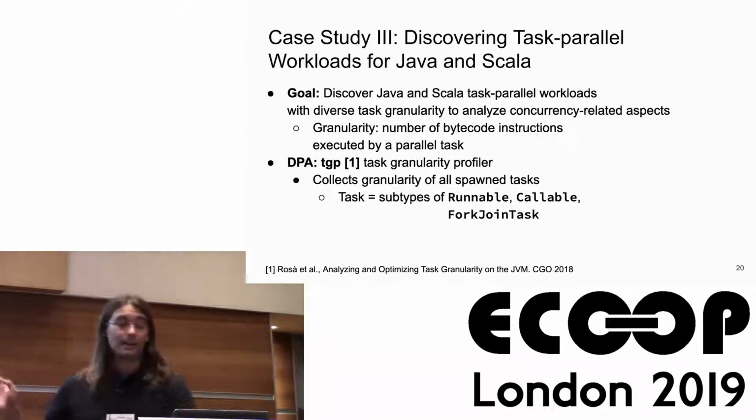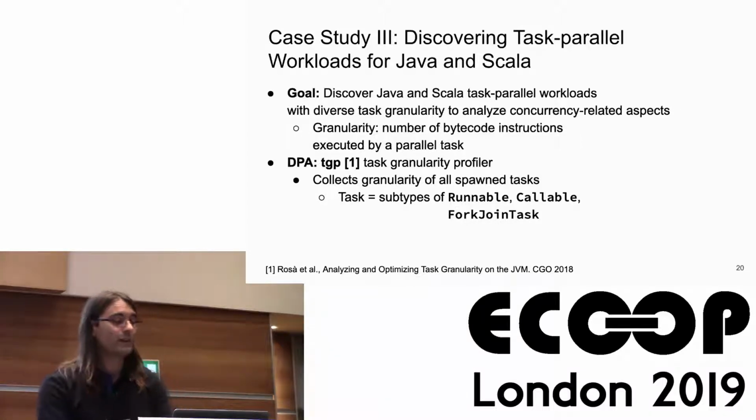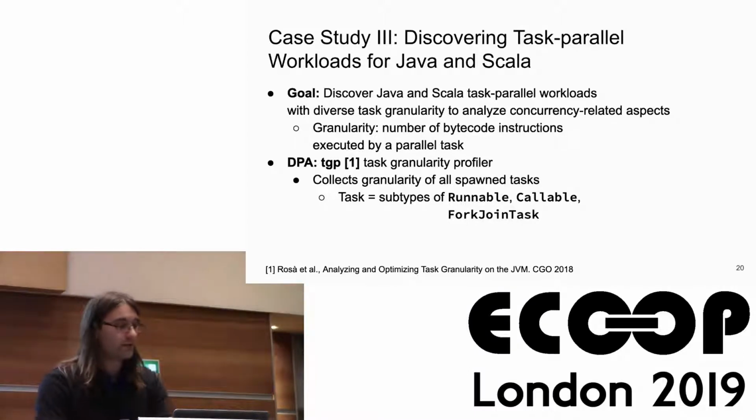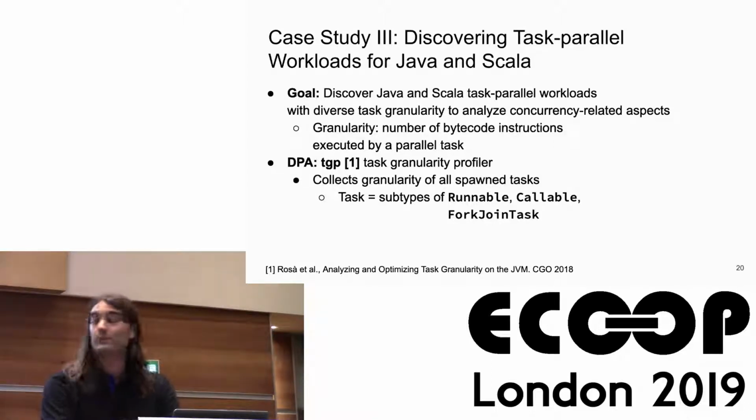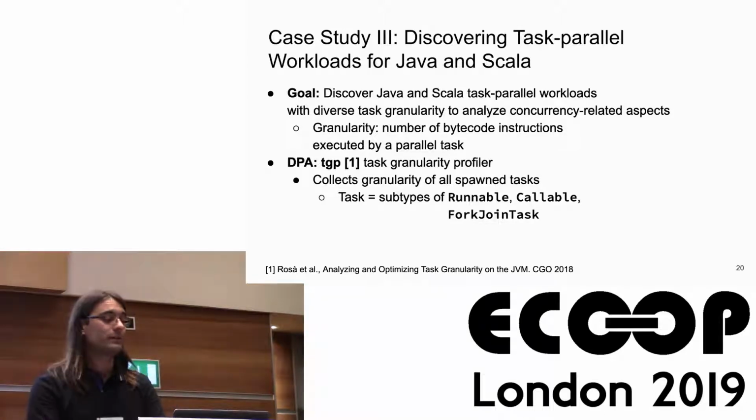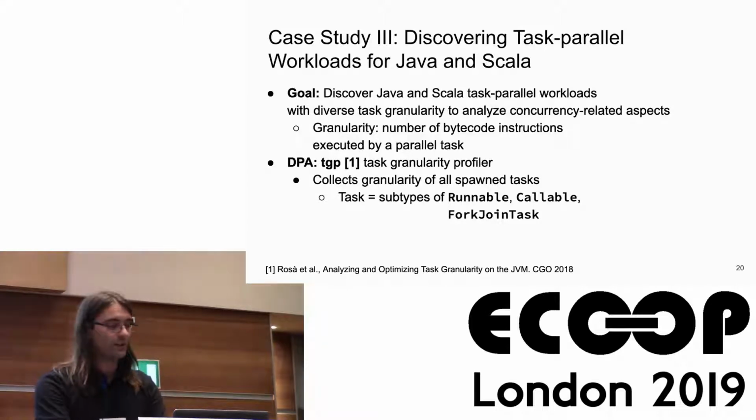In particular, here we target Java and Scala workloads, which exhibit diverse task granularities, where granularity is defined as the number of bytecode instructions that are executed by a spawned task. For this use case, we resort to, again, an existing DPA, which is called TGP. TGP essentially is a task granularity profiler, which collects the granularity of all the spawned tasks. And in particular, it treats as tasks all the subtypes of Runnable, Callable, and fork-join tasks, which are classes or interfaces available in the Java class library.